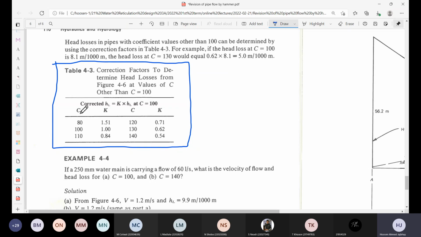You look here for different C values, and what the K correction factor is. You can see the formula is given to you in the line on the top: the corrected head loss is the correction factor K, which you would read off from this table, times the head loss that occurred at C equals 100. That's the head loss you would pick up from the nomograph.